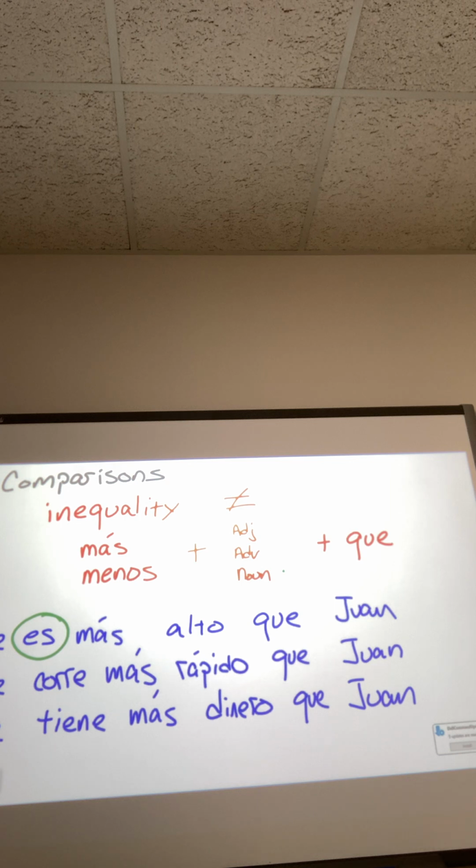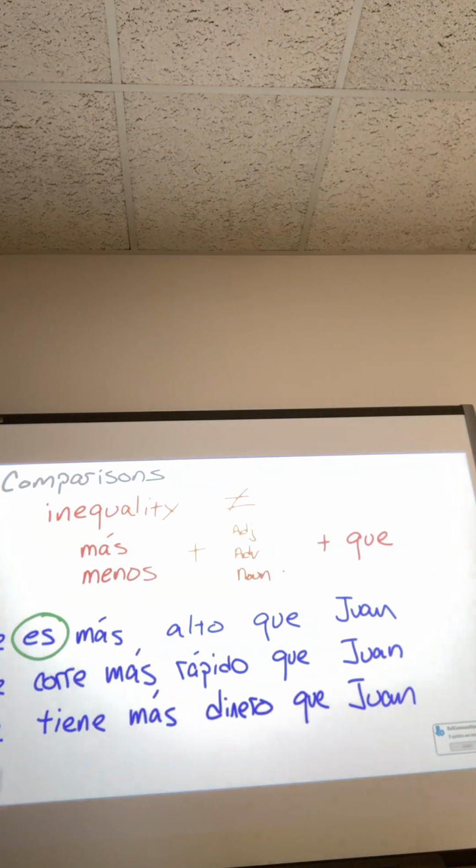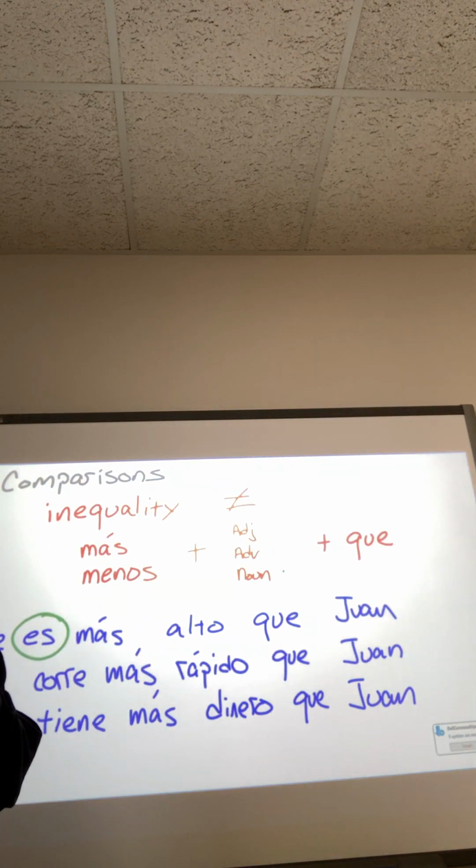So, más or menos. I only did the more, but you could also flip it. Joe es menos alto que Juan. John is shorter than Joe. Joe corre menos rápido. He runs less quickly. I mean, slower, but literally I just said less quickly than John. Joe tiene menos dinero. Joe has less money than John. Okay? Questions on this, really fast.